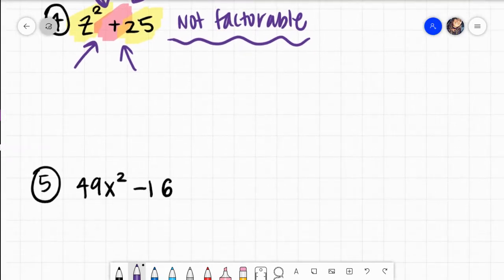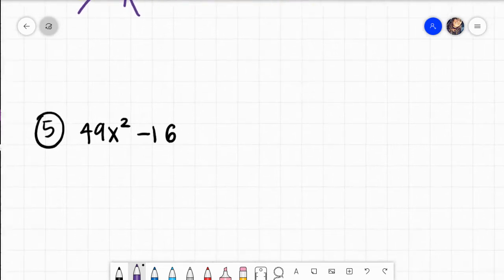We can't do difference of squares because that's a sum of squares. We do not have a formula for sum of squares. And mathematically, you can't do anything to it as far as factoring is concerned, okay?